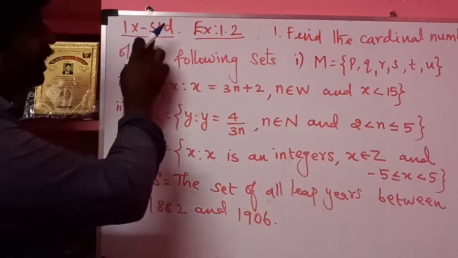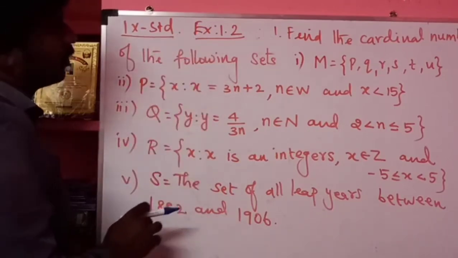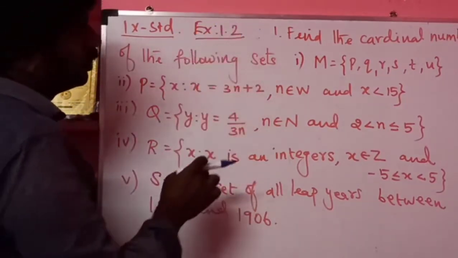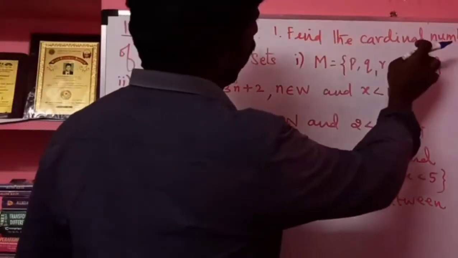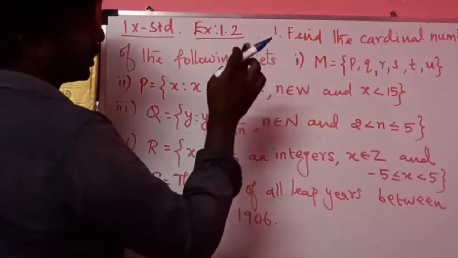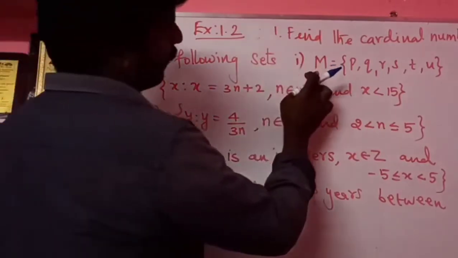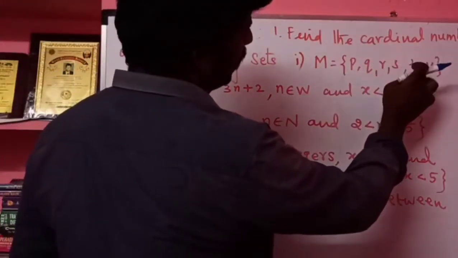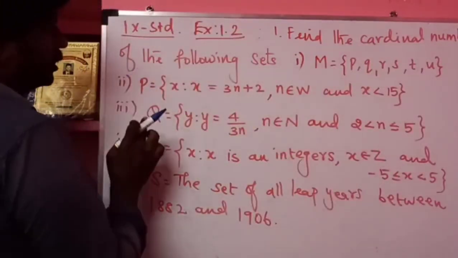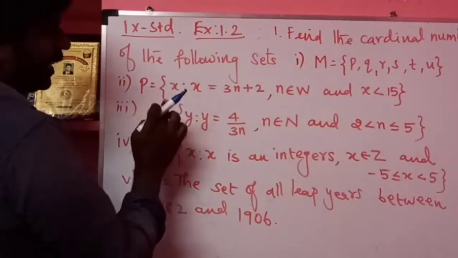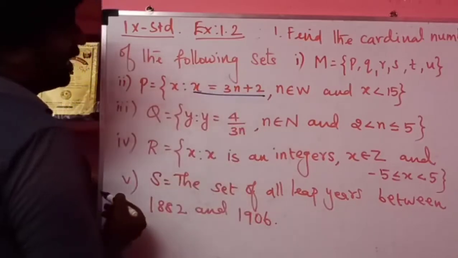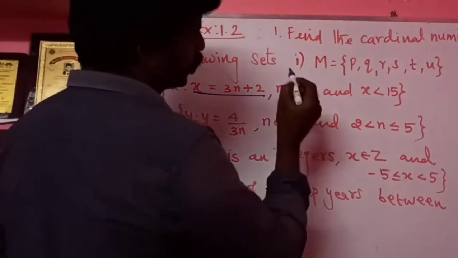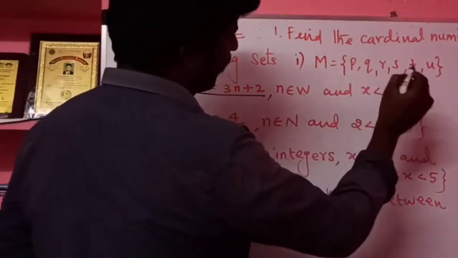This is 9th standard mathematics, unit 1, exercise 1.2. The first question: find the cardinal number of the following sets. The first one, M is equal to {P, Q, R, S, T, U}. The second one, P is equal to {x such that x is equal to 3n plus 2, n belongs to whole numbers and x less than 15}.